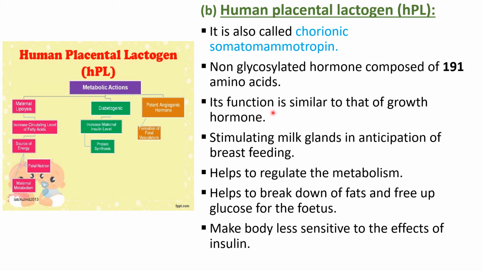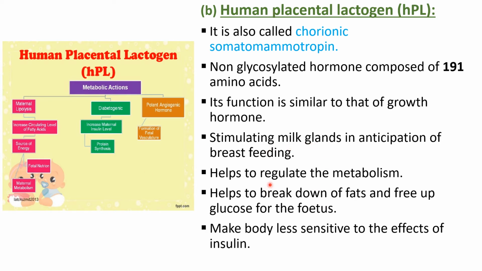What is the main function of the growth hormone? Supporting the growth of the body. Here also human placental lactogen supports the growth of the young fetus. It also performs another function, stimulating milk glands in anticipation of breastfeeding. After the delivery of the baby, there should be a storage of milk ready to supply to the newborn baby. In anticipation of that, human placental lactogen stimulates the mammary glands for milk production.